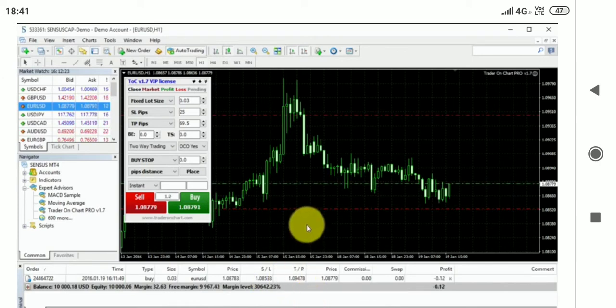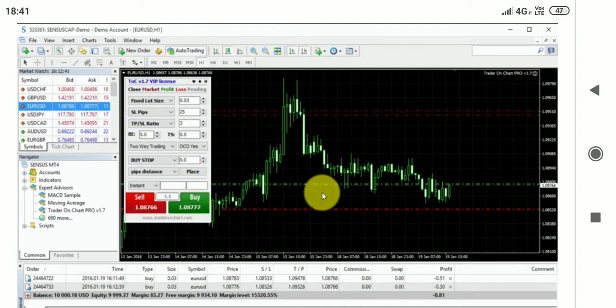So again, let's try another setting. Let's say we want a take profit in ratio with the stop loss. Let's set it, for example, to 3. Now when I click the buy button, it will open another buy trade, but this time it will use the same stop loss of 25, and the take profit will be 3 times bigger than the stop loss.